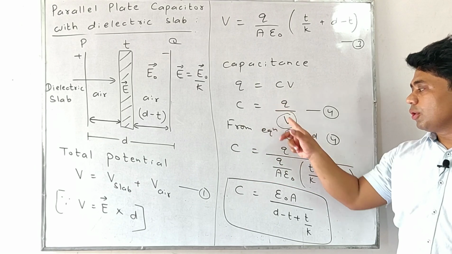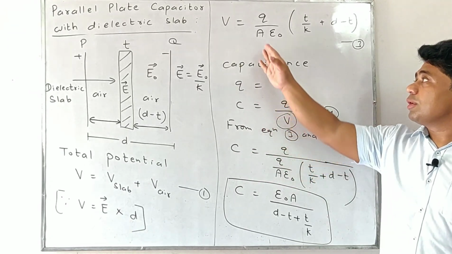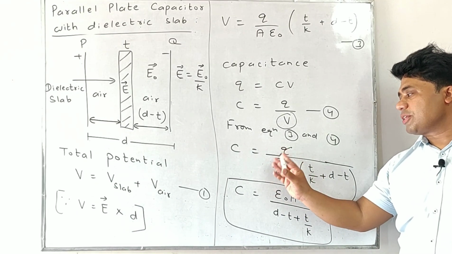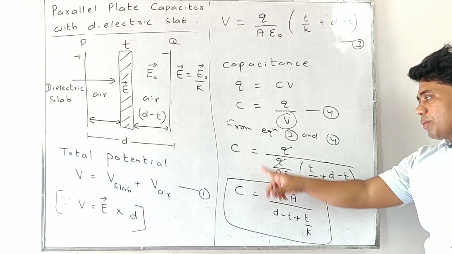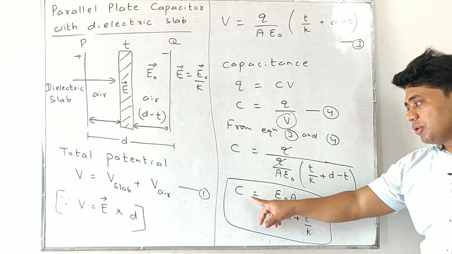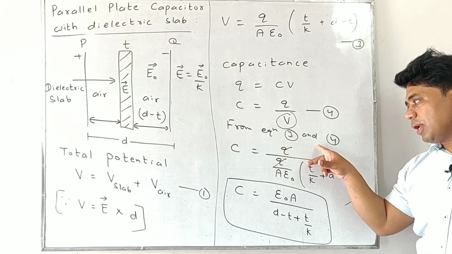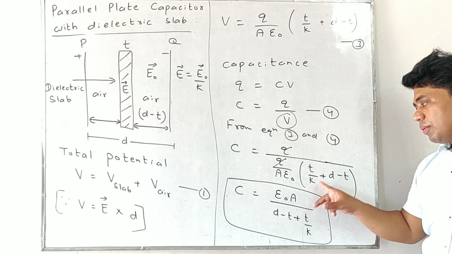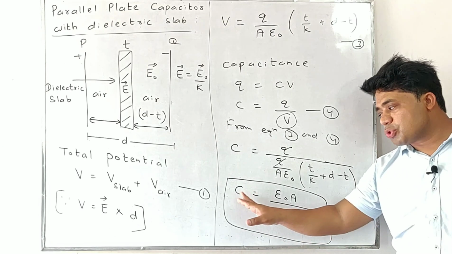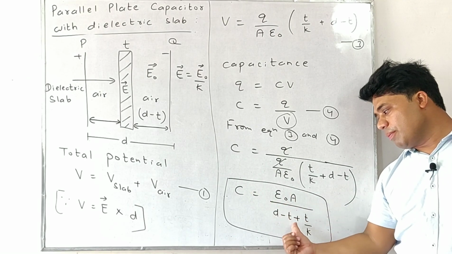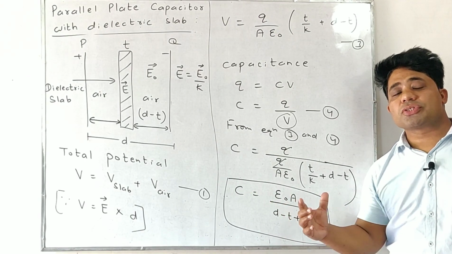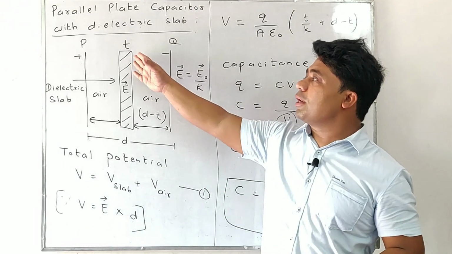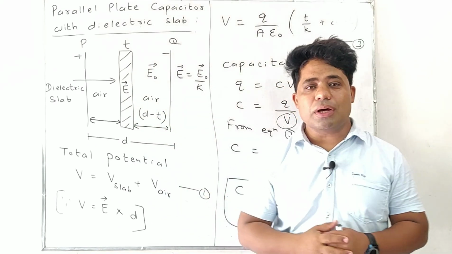C as it is, Q as it is, and what is potential? This entire term. When we put it, Q and Q cancel out, and epsilon naught comes in multiplication. It becomes C equals epsilon naught A upon D minus T plus T upon K. So C equals epsilon naught A upon D minus T plus T upon K. This is the capacitance of a parallel plate capacitor when we insert a dielectric slab of thickness T between the plates.